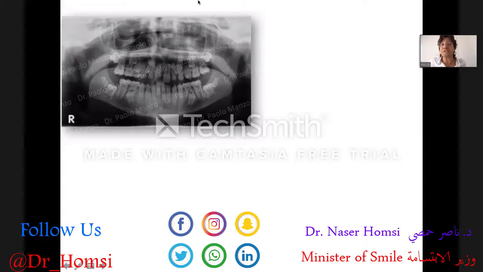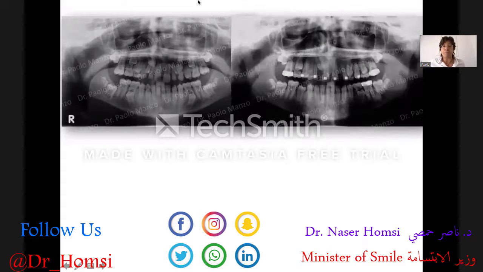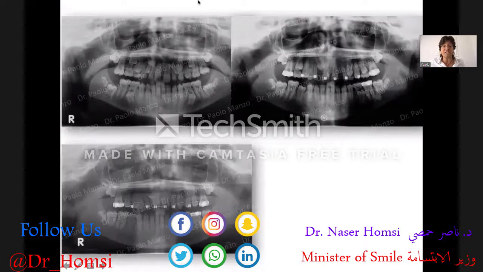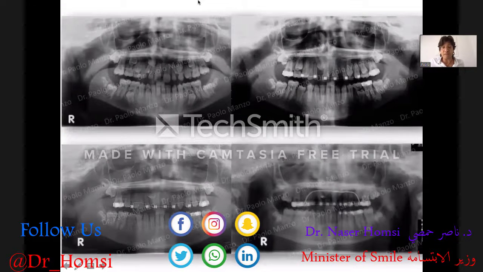She arrived with X-rays because the mother was bringing me the X-rays of the previous treatment, telling me, doctor, I have this panoramic X-ray, and I want to tell you that we are very afraid, me and my husband, of the impaction of this canine. There is an impaction of the upper canine on the right, okay?